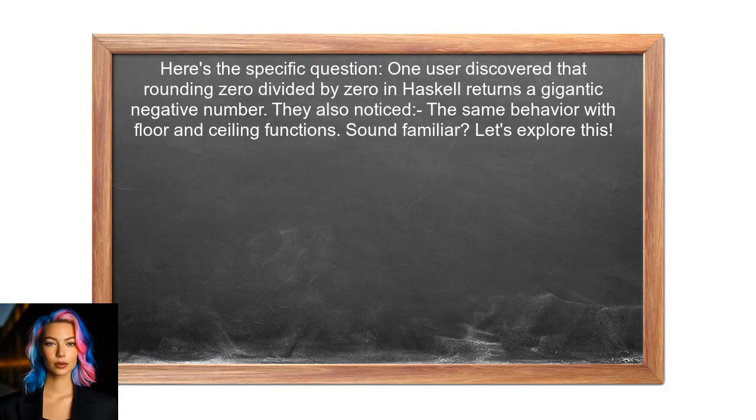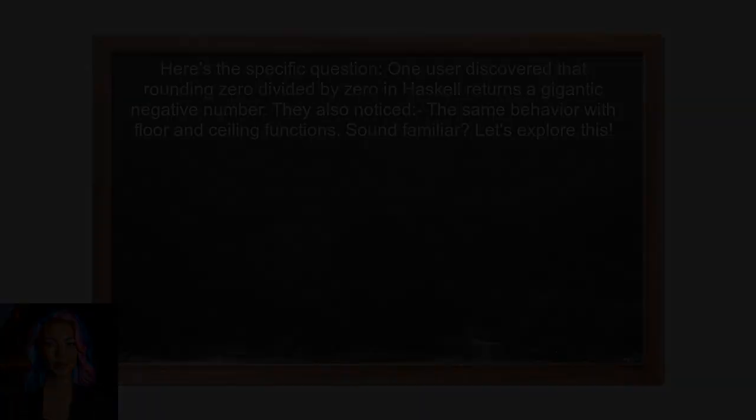Let's take a closer look at the specific question at hand. One user recently discovered that when they tried to round the result of 0 divided by 0 in Haskell, they received an enormous negative number. They also noticed that the same behavior occurred with the floor and ceiling functions. Sound familiar? Let's explore this together.